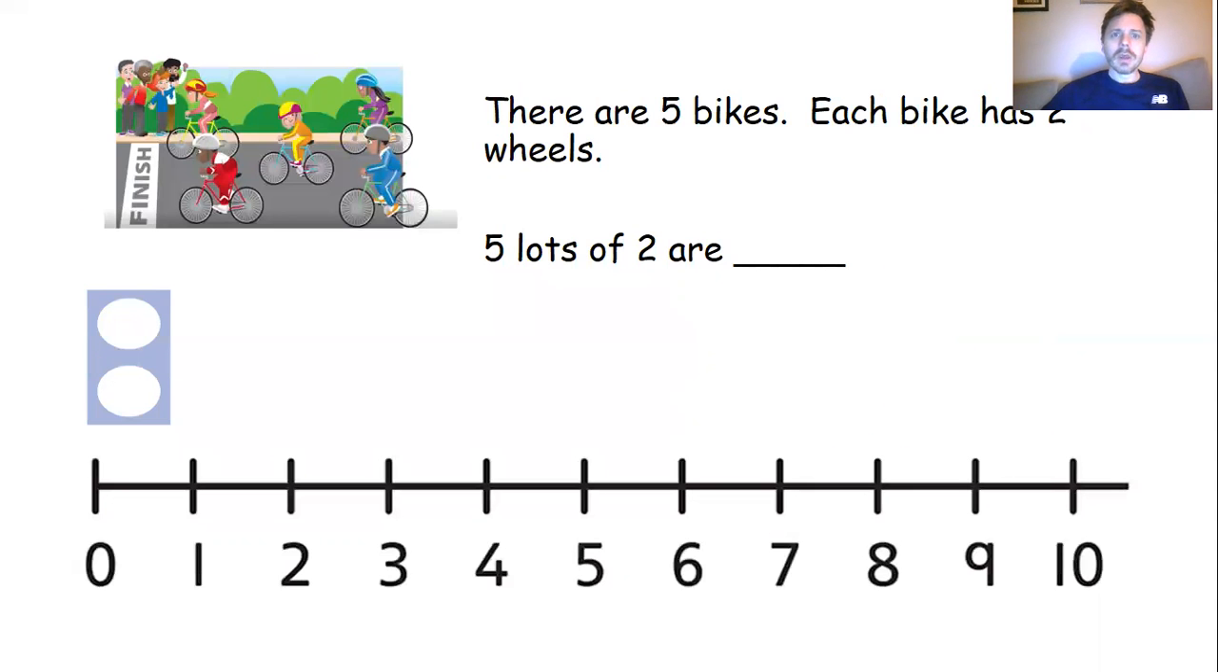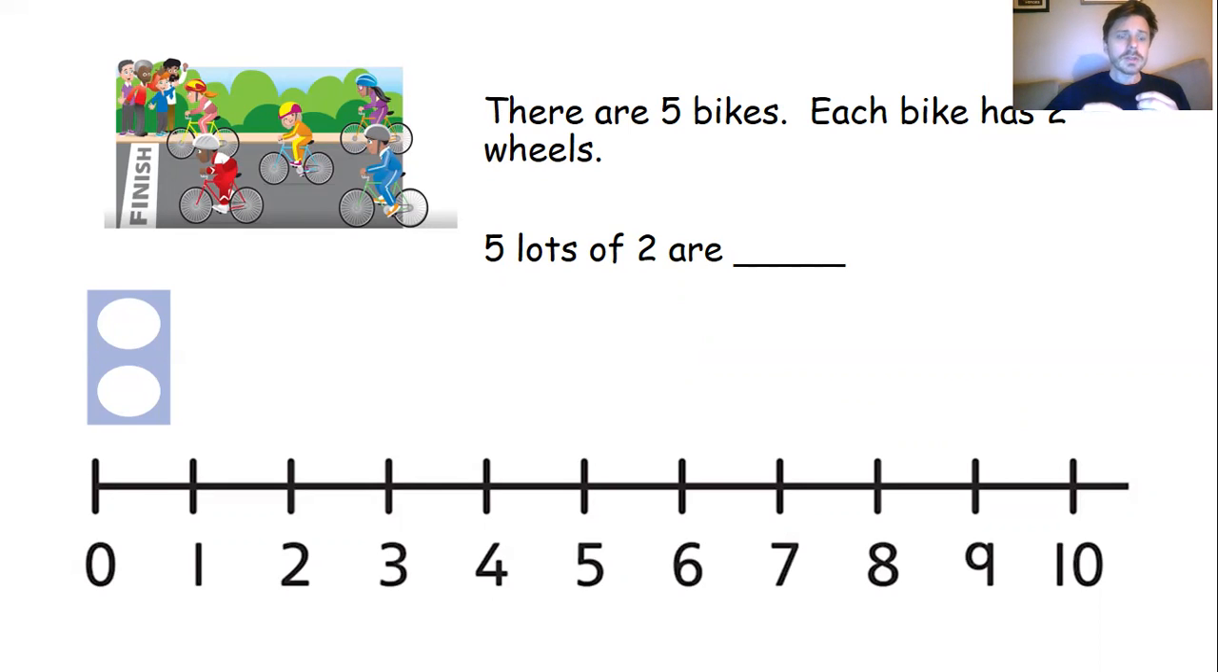So what we're doing with that word problem is we are trying to work out how many wheels there are altogether. We know there are 5 bikes. We know that each of those bikes has got 2 wheels. So what we're working with is lots of. So we need to use the equipment that we've got to work out what 5 lots of 2 are.